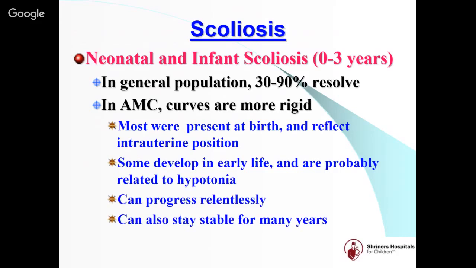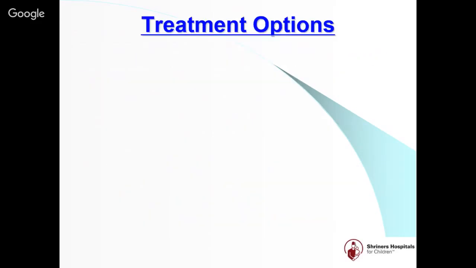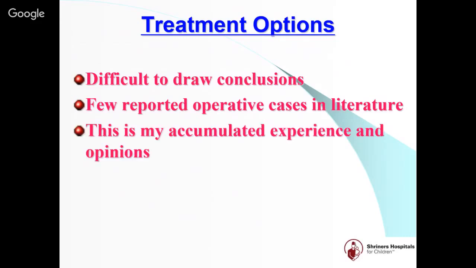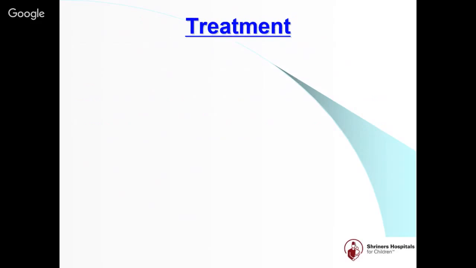And they can progress relentlessly, or they can actually stay stable for a long time. And again, I'll show you that in a little bit when we get there. So when we're talking about curves in arthrogryposis, how do we treat them? It's a little bit difficult to come up with good conclusions because there's not a lot written about it. And this is one of the things that a lot of us are doing studies on and trying to get more into literature to talk to each other more about it.